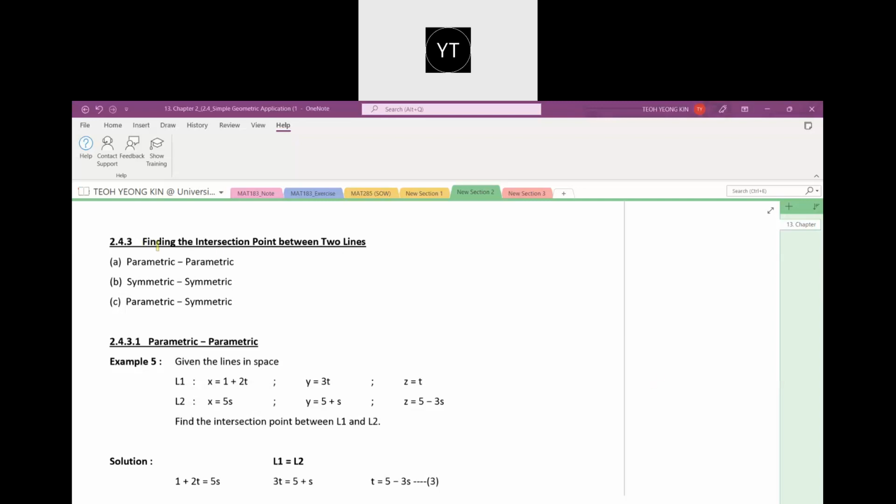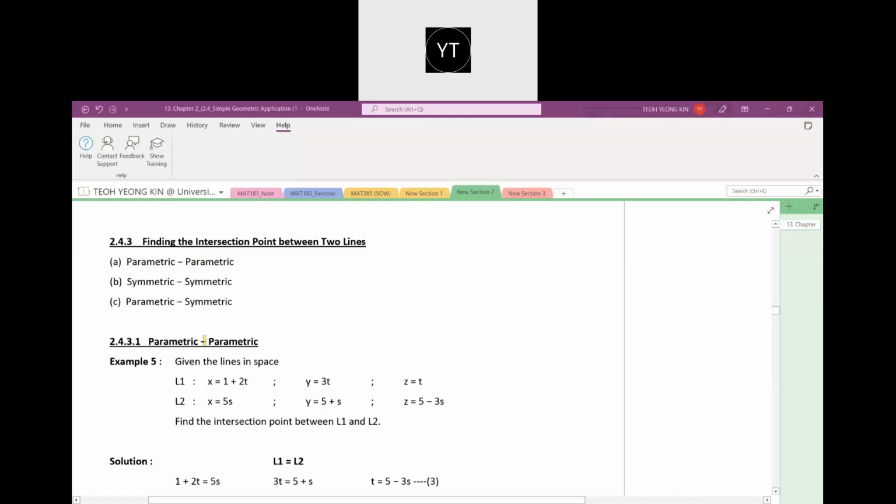So in this video, we are trying to find the intersection point between two lines. In this case, we'll look at the parametric line with the parametric line. Second, we'll look at the symmetric line with the symmetric line. And the last one, we'll look at the parametric and symmetric line. So we're going to find the intersection point between both lines.